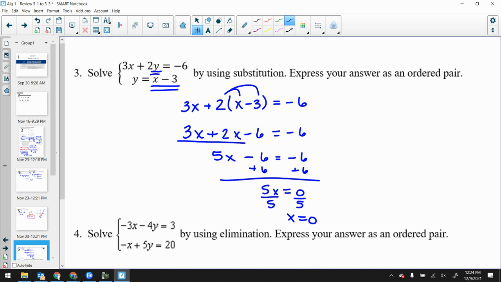Okay, let's plug it back in to find the y value. Let's go into our bottom equation. Looks like it's the easiest one. Y equals 0 minus 3. Oh, negative 3. 0, comma, negative 3.